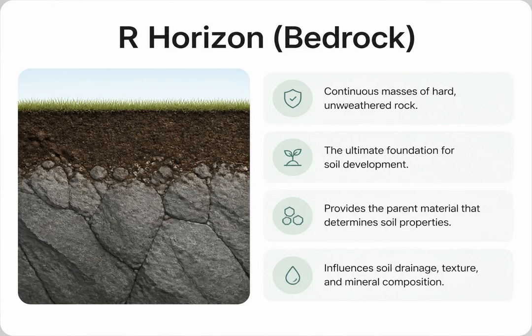Finally, we reach the R horizon, which stands for bedrock. Unlike the layers above, this is a continuous mass of hard, unweathered rock. While it's not technically soil, it is the ultimate foundation for soil development. It provides the original parent material, and its characteristics directly influence the drainage, texture, and mineral composition of the soil layers that slowly develop on top of it over millennia.